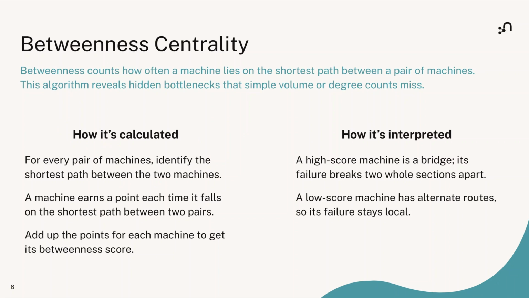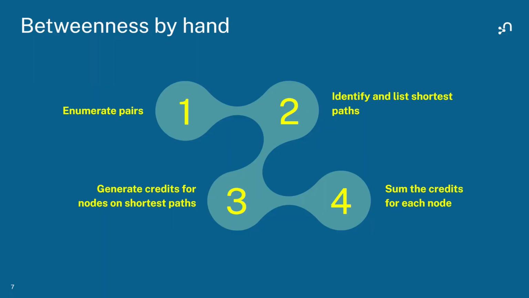A high score machine is a bridge. Its failure breaks 2 whole sections apart. A low score machine has alternate routes, so its failure stays local. So quickly, we have 4 steps: enumerate pairs, identify and list shortest paths, generate credits for nodes on shortest paths, and sum the credits for each node. We're going to go through this on a toy example by hand, also known as on this computer.